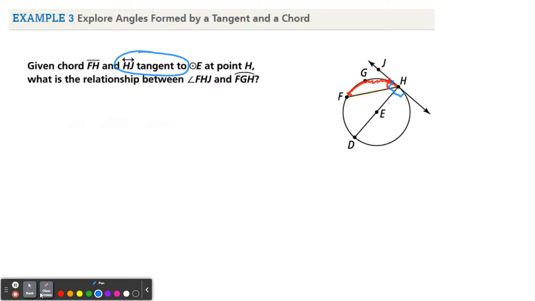This is back from, I think, lesson 10.2 on tangents, so be aware of that. Okay. All right, so let's start this proof off. I'm going to use blue, and we are going to say that angle DHJ is a right angle.